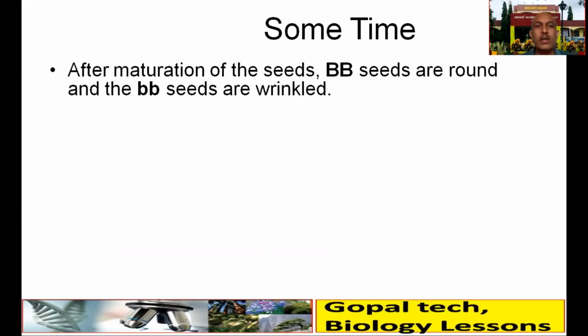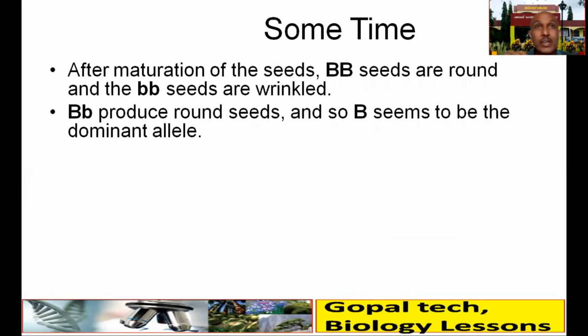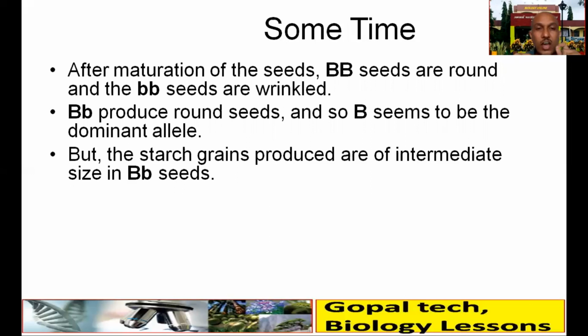Okay. अभी, after maturation of seeds, that is capital BB seeds are round and small bb seeds are wrinkled. But the capital B small b, that is heterozygous, produce round seeds. And so B seems to be the dominant allele क्योंकि इधर भी ज्यादा तैयार होगा. But in starch grain production are intermediate size, that is capital B small b का जो seeds है वो intermediate, not larger starch grains या not smaller starch grains.